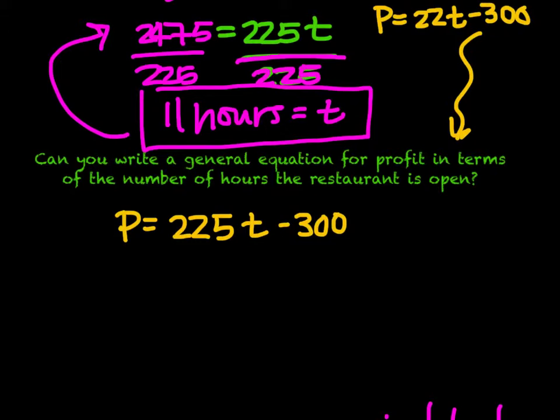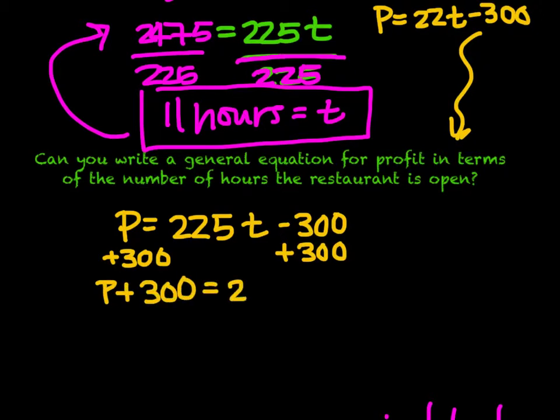Okay, so now let's do a little bit of math. We don't know what the profit is, so we are going to simply treat that P as just being there. It is not something we can solve for. It's not something we know, but we know all of these other numbers. So we add 300 to each side. We have P plus 300 is equal to 225 times t. And now we're going to divide by 225 on both sides.